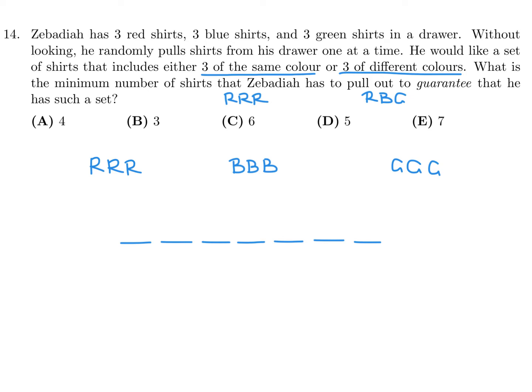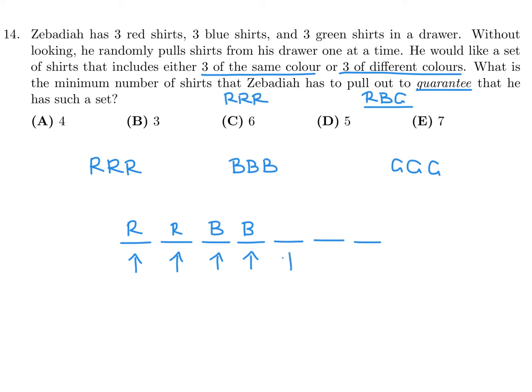Okay, let's see what we can do. Remember, we want to guarantee, so that means that there's no other way other than getting one of these two. So let's see what happens. Let's say the first one is R. Let's say the second one is R. The third one, we can make it an R, but we can also make it a B or a G. Let's make it a B. The next one, we could make it a G, and therefore we'd have one of those. But I don't want to do that. I'm going to make it a B. I'm going to try to not do it.